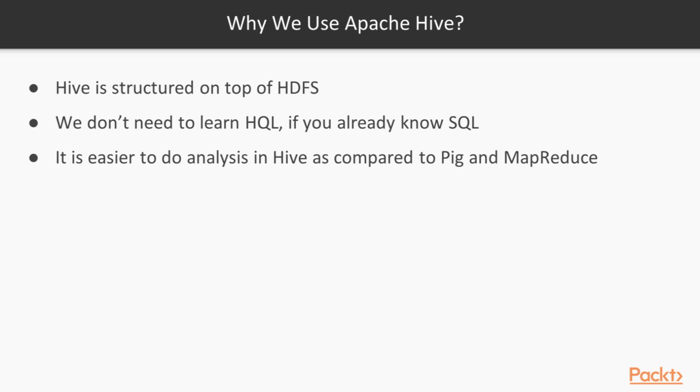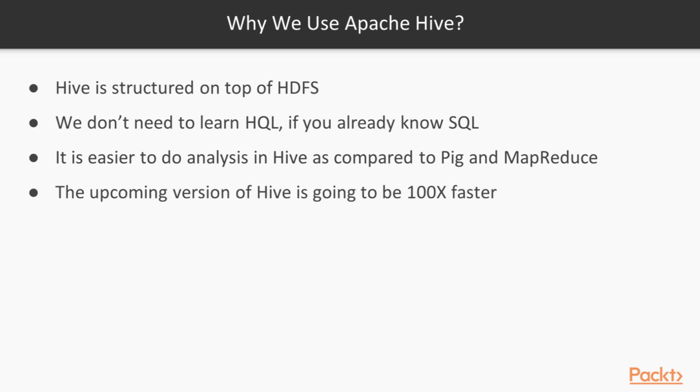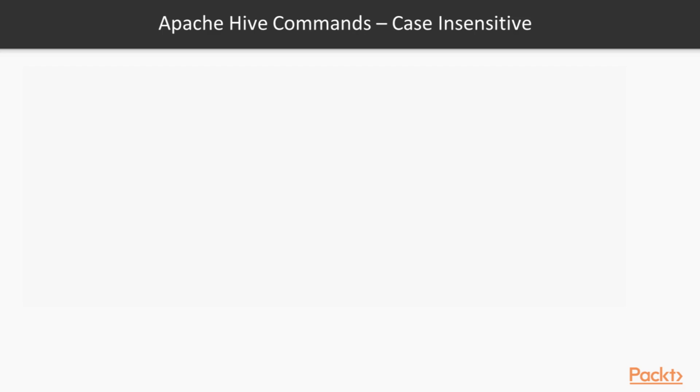When it comes to doing analysis, Hive is obviously a better and easier solution as compared to Pig and MapReduce, where you have to learn a different language as an addition to the Hadoop ecosystem. It is stated by Hortonworks that they are working on the next version of Hive, which is going to be 100 times faster than the current version. So we are all excited for that. And the last one and the most important is almost all the capabilities that MapReduce provides are supported by Apache Hive.